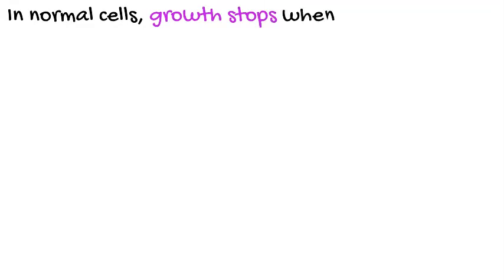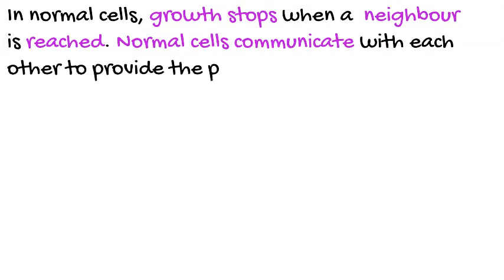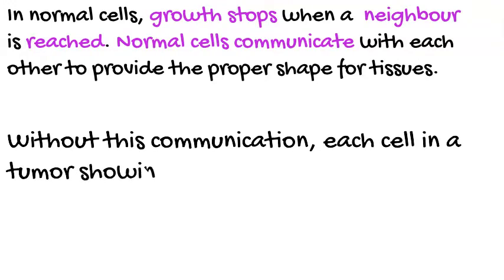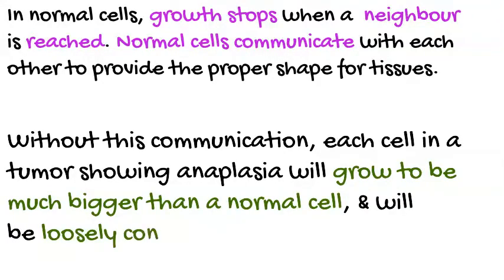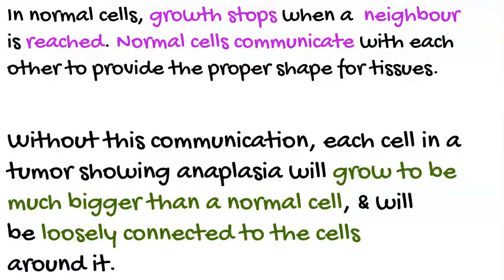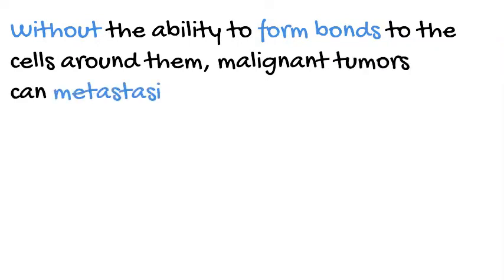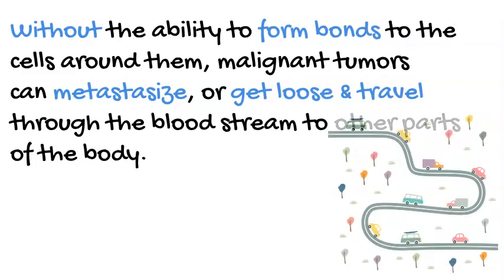Again, a revision regarding the difference between normal cells and cancer cells. In normal cells, growth will stop when a neighbor cell is reached. Normal cells will communicate with each other to provide the proper shape for tissues. Without this communication, each cell in a tumor showing anaplasia will grow to be much bigger than a normal cell and will be loosely connected to the cells around it. Without the ability to form bonds to the cells around them, a malignant tumor can metastasize, or get loose and travel through the bloodstream to other parts of the body.